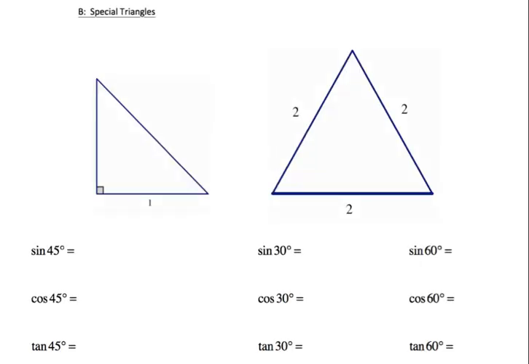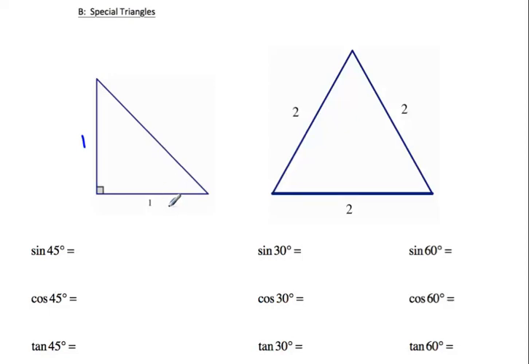Okay, another thing that you need to know about are the special triangles. There are two special triangles that you need to know about. One is an isosceles right angle triangle, and the other one we're going to derive from an equilateral triangle. If we start with an isosceles right triangle and define one of the equal length sides as having side length 1, that means that the other one has to have side length 1 as well.